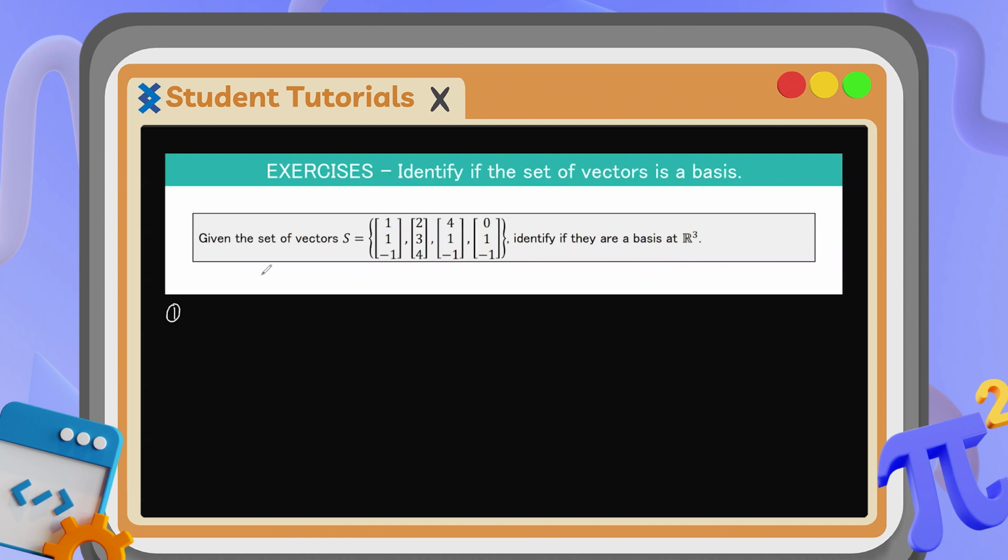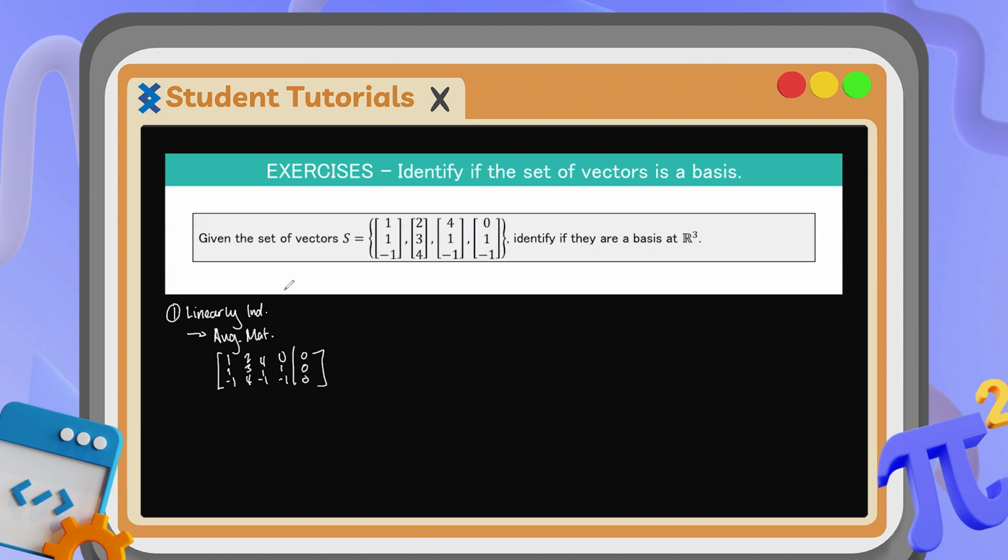First, what we want to do is identify if it is linearly independent. And to do that, you first create the augmented matrix, wherein you have all the vectors at the left-hand side and the zero vector at the right-hand side. So we have 1, 1, negative 1, 2, 3, 4, 4, 1, negative 1, and 0, 1, negative 1. And on the right-hand side, we have the zero vector.